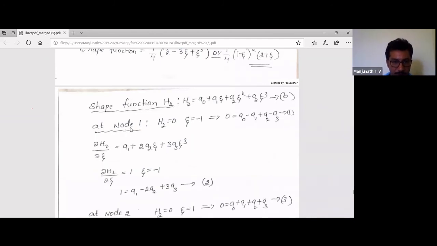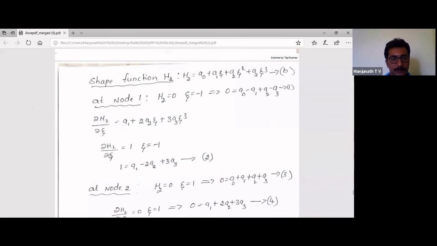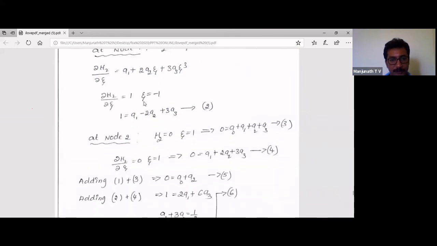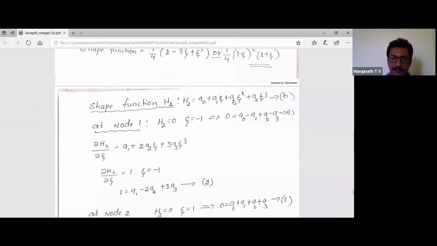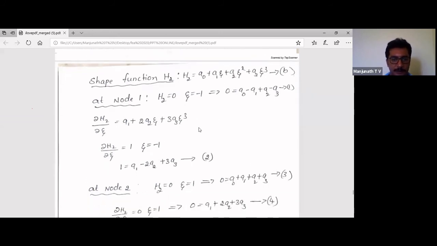Then at node number 1, the H2 value is 0 and the ζ value is −1. If you substitute these two values, you are going to get equation number 1. Similarly, ∂H/∂ζ is equal to 1 and the ζ value is −1 at node number 1. As you substitute these values in this particular polynomial equation, which is the same for all, you can easily input these values. Then 1 is equal to a1 − 2a2 + 3a3. If you substitute these values here, you will get equation number 2.